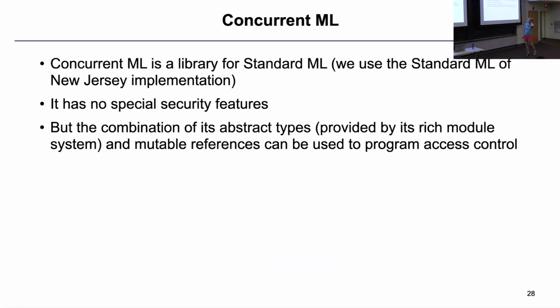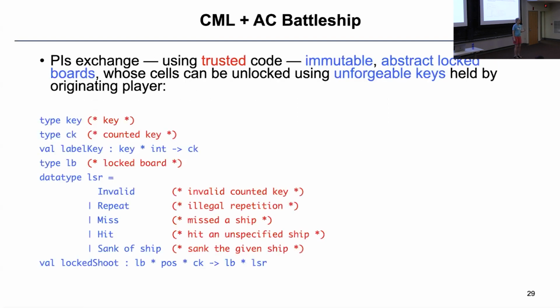Okay, so what about the concurrent ML case? Concurrent ML is a library for standard ML. We were using the standard ML of New Jersey implementation. It has no special security features, but Haskell, concurrent Haskell, doesn't either. But out of its abstract types and mutable references, we can program up access control, and a rich module system, which is what we did. So we're going to implement player interfaces using a really different mechanism in concurrent ML. This is how it goes.